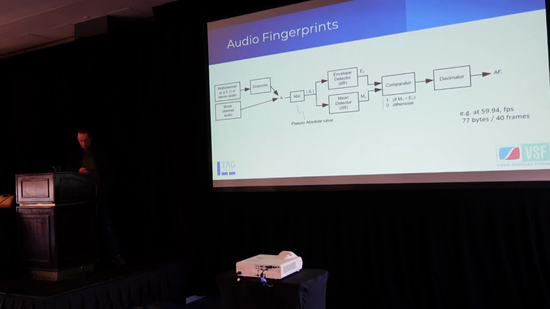For audio, I mentioned we downmix anything that isn't a mono, or we take a mono, we do an absolute value, and then we just do two measurements. We do envelope and average. I'm sorry, envelope is peak, mean is average, and we compare them. It's a very simple way to characterize some audio and generate low bit rates. And then we decimate that down to a much smaller amount of data.